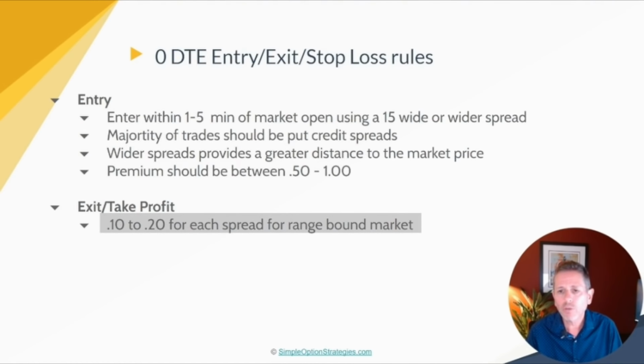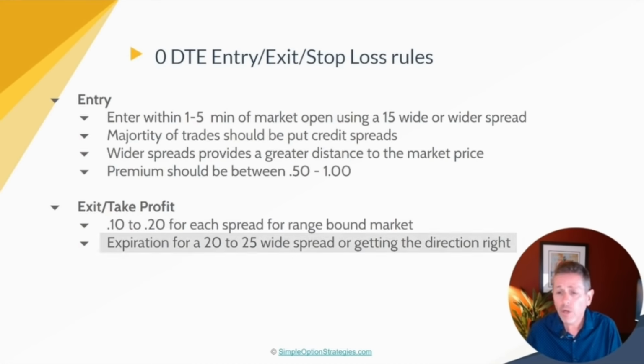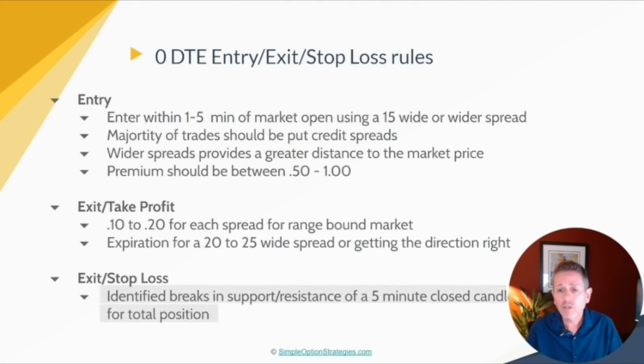I take profit between 10 and 20%. Most of the time I take 10 cents. Depending on where the market is or what's happening, I'll take a higher premium, less profit, but getting out of the trade is important. Expiration for a 20 to 25 spread is easier, you can let it expire because you're a lot further away from the market, okay? Exit or stop loss is identified by breaks of support and resistance for me. Other people use 3x credit, but sometimes I will take a trade off if it's continually moving in the wrong direction so that I won't suffer a max loss.